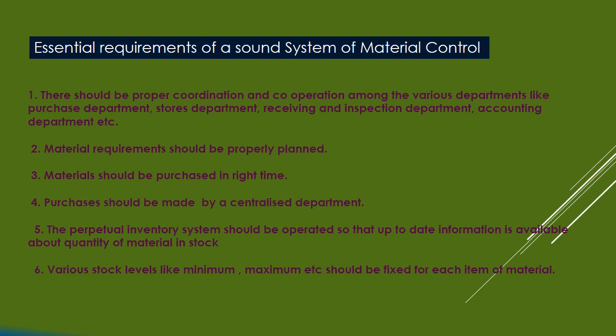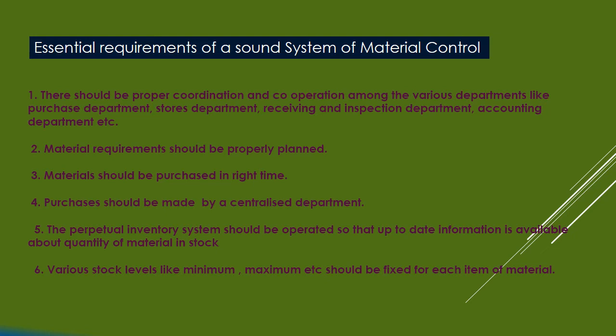The material requirement should be properly planned. The production department should have a plan about this. When they need more material and all that, they should know, and it should be informed to the purchase department. Then only the purchase department can purchase the materials in right time. And for that, there should be a centralized department for purchase.